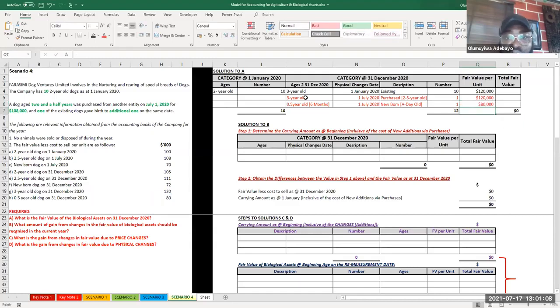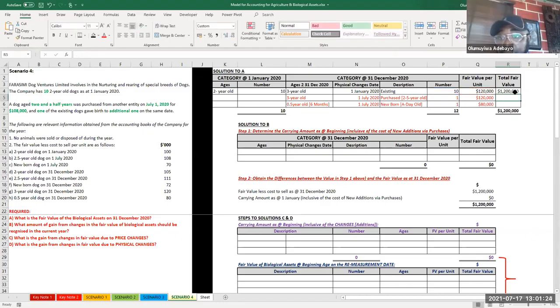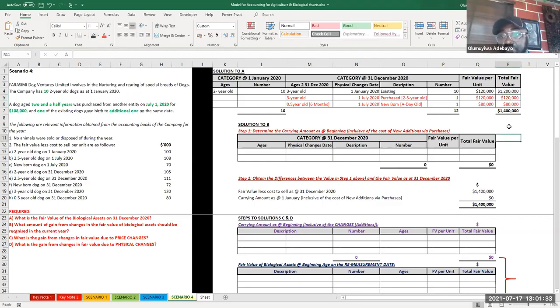Because I'm valuing them based on their maturity at the reporting date. Therefore, what is my 1.2? Units times fair value per unit? 1.2. And that. Does that make sense? Yeah. Yes, sir. It does. Okay. That is that. Any question before I move further? Good.